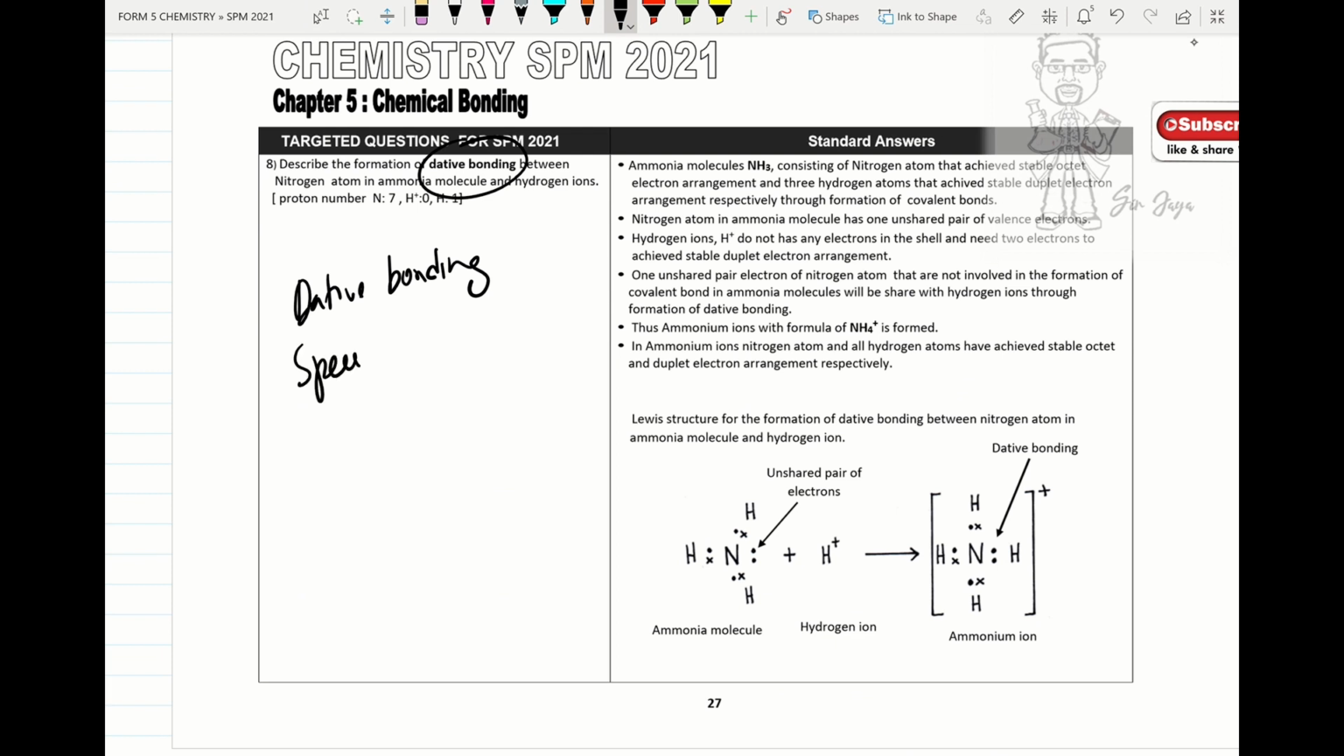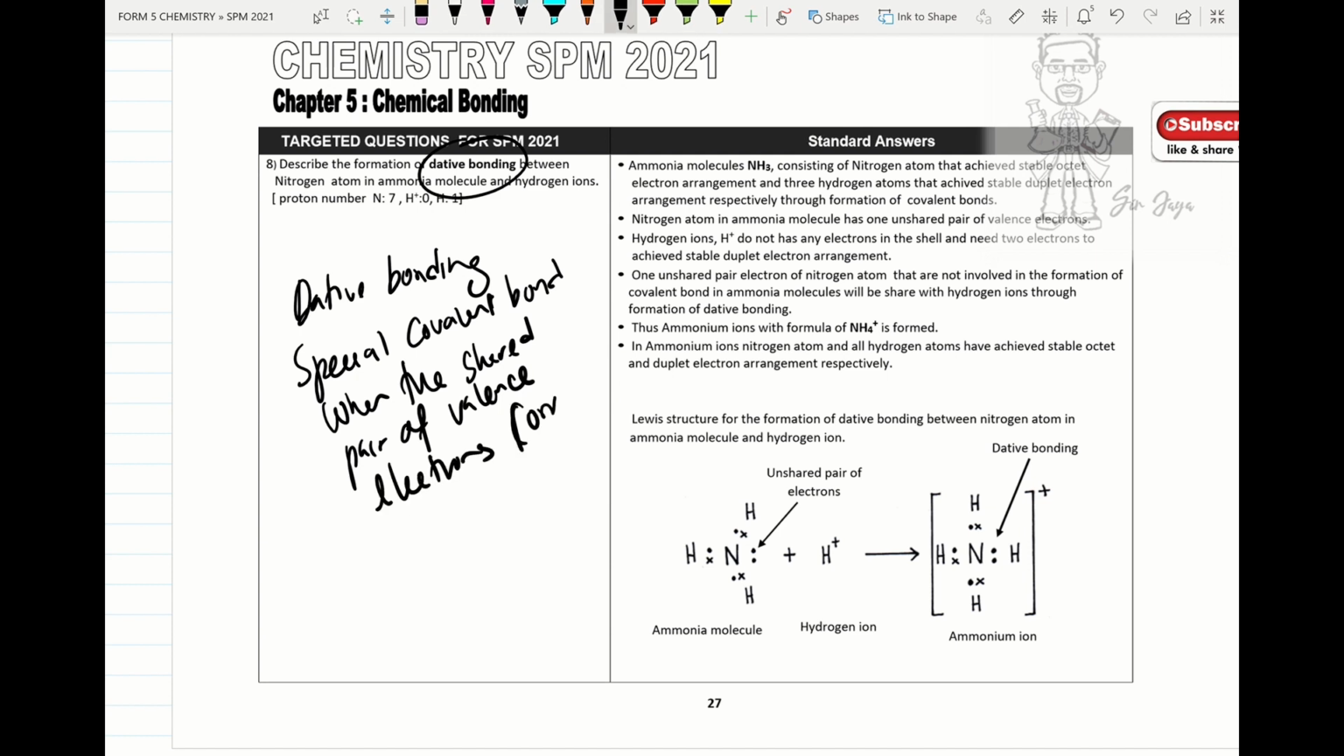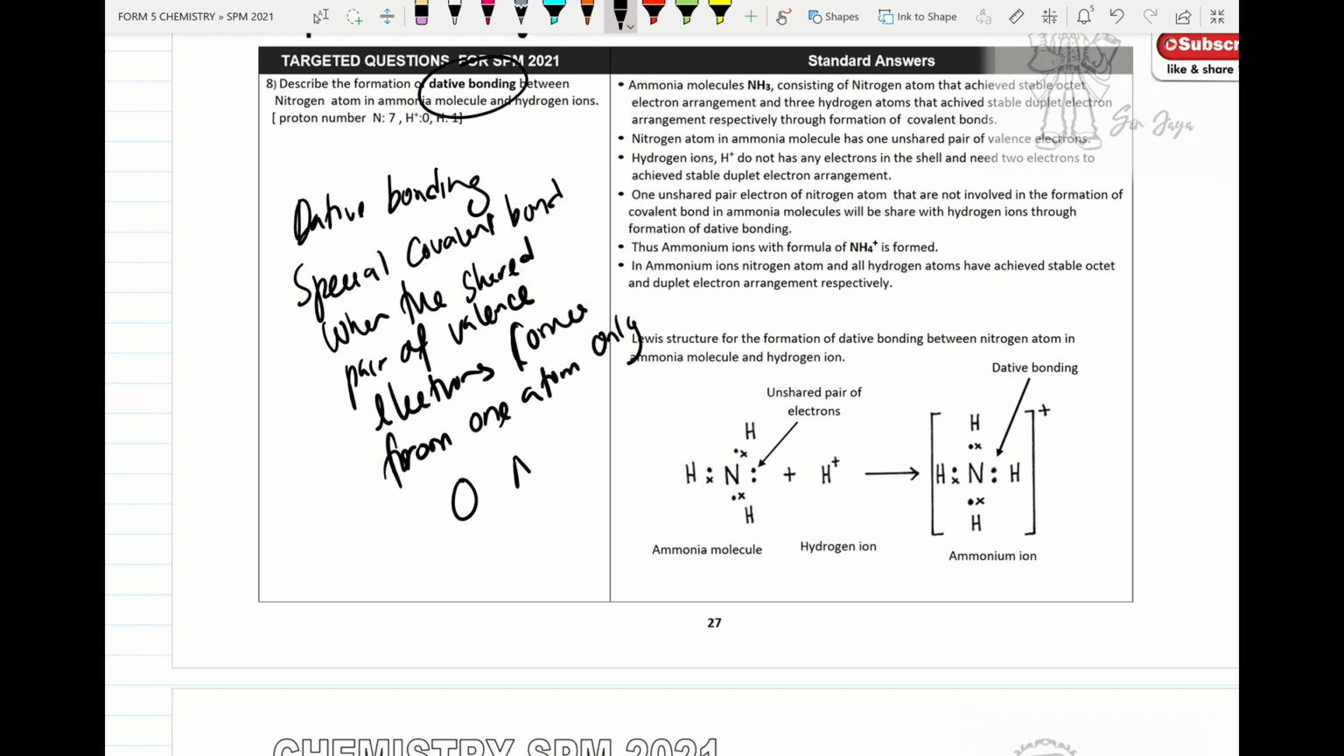So this is known as a dative covalent bond, where the shared pair of valence electrons comes from one atom only. This atom contains a lone pair, or unshared pair, of valence electrons. Examples of such atoms are the nitrogen atom and the oxygen atom.